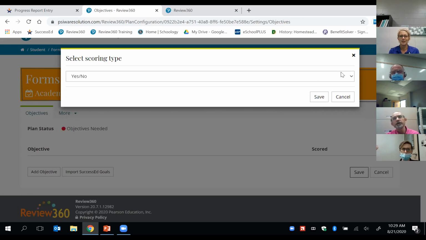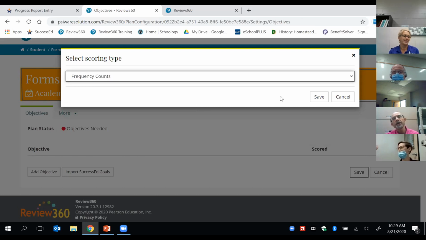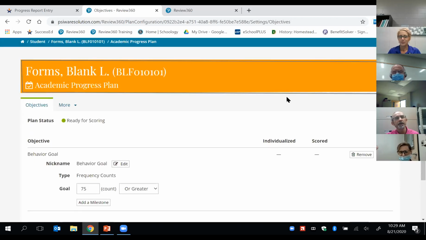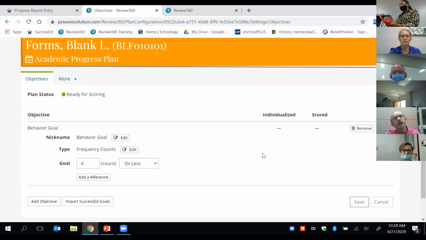So this is the scoring type. Again, the frequency counts would typically be a behavior functional goal that you would want to put in the academic plan, save it, and then you need to set the criterion. But typically for frequency counts, we're looking at a number or less, correct? So then you would go in and save that. So the criterion for this goal is that the student will exhibit some behavior 4 or less times per a given amount of time. And that's how that would be set up.